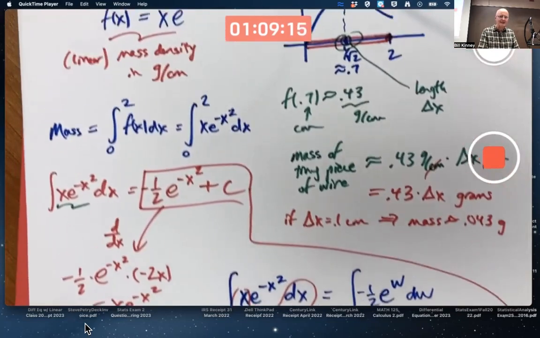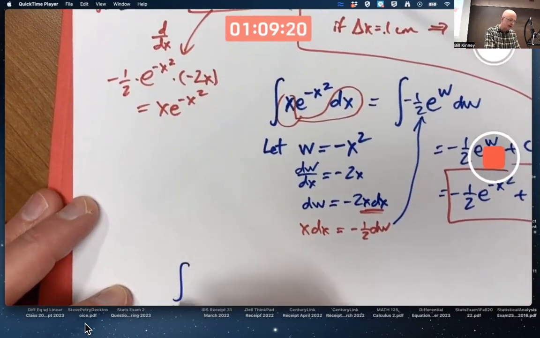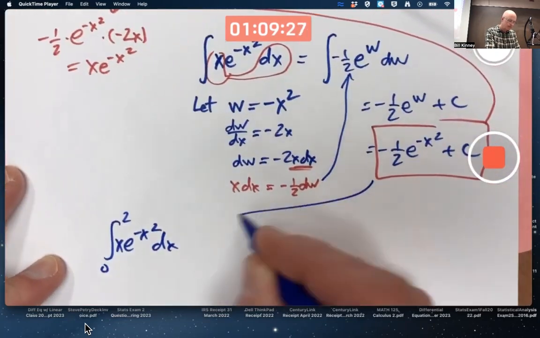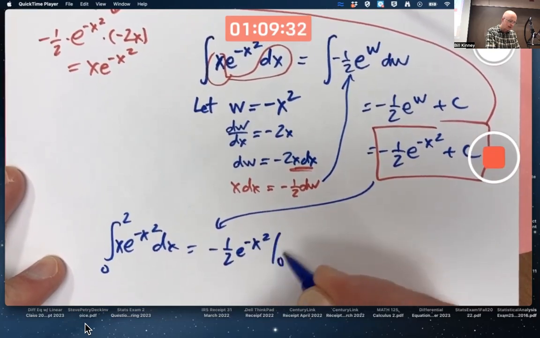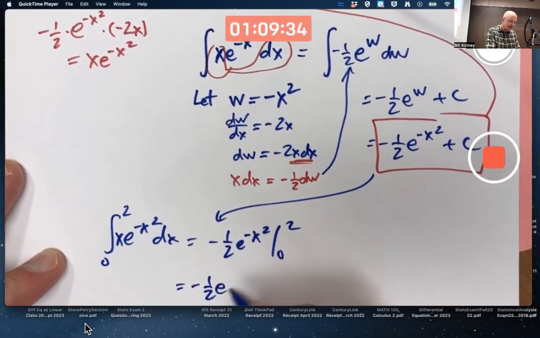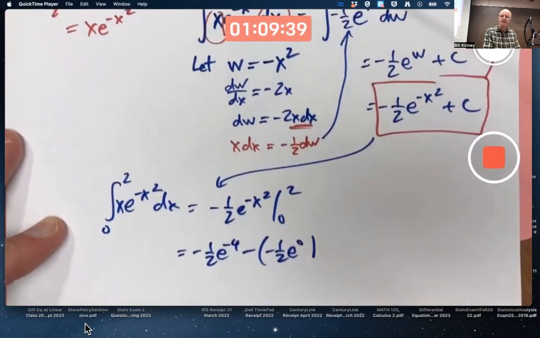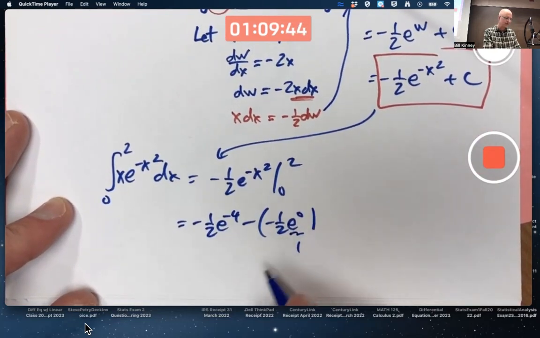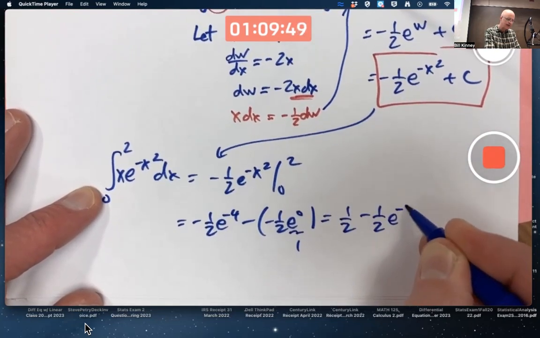We still need to find the mass. We need to integrate from 0 to 2. Now use the fundamental theorem of calculus. We don't need the plus c. We're doing a definite integral. Now when I plug in 0, I do not get 0. e to the 0 is 1. Two negatives make a plus 1/2. I get a 1/2 minus 1/2 e to the negative 4.